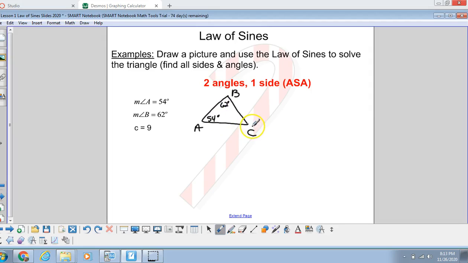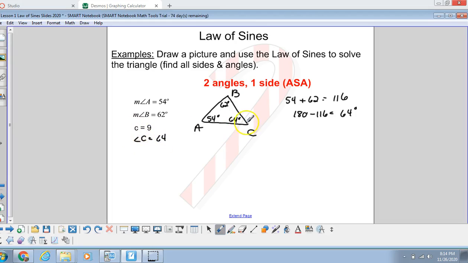We can go ahead and find angle C. When we add up 54 plus 62 degrees, we get 116. And when we do 180 minus 116, we get that our angle C is 64 degrees. So over here, I'm going to write the things I'm trying to find. And I already found C is 64.